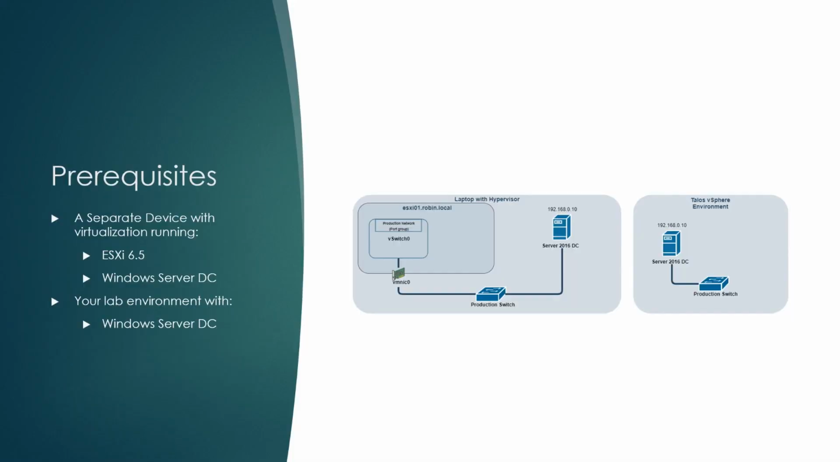To start following my steps, you'll need to have a couple of things set up. In the Talos environment, or the lab environment that you're going to be using, you'll need to have a Server 2016 DC with a domain and DNS working. And then on your laptop, you'll also need another Server 2016 DC that mirrors that exactly. You'll also need one ESXi host on your laptop to deploy the vCenter server on.